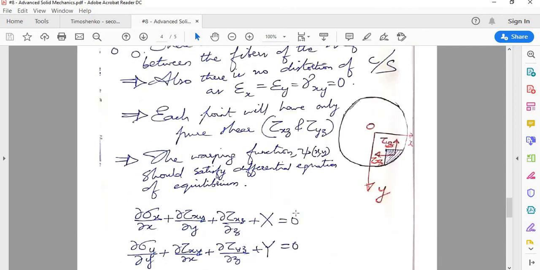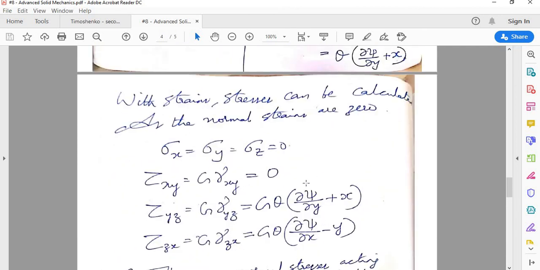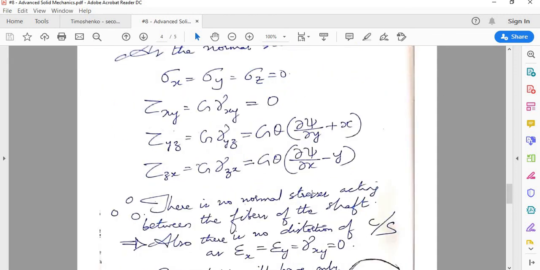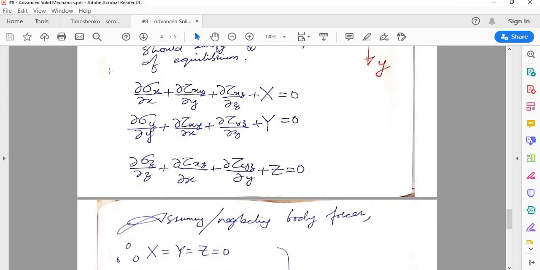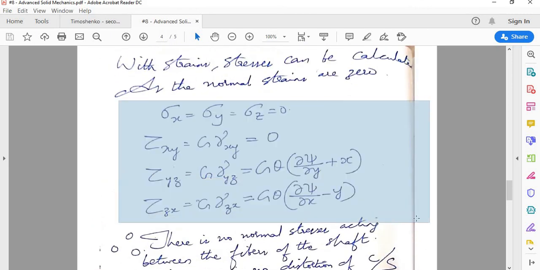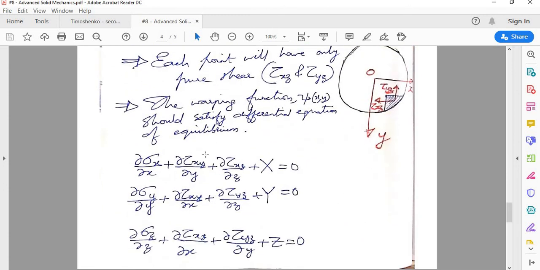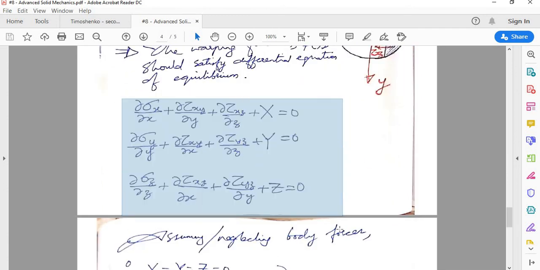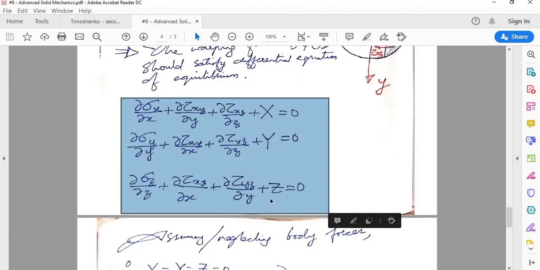What we are after is trying to unlock this warping function. So we are trying to use whatever we have in hand to know more about the warping function. These are the stresses, these are the differential equations of equilibrium. So you have the functions of these stresses, and let us substitute them into these expressions to see what other information we can get.